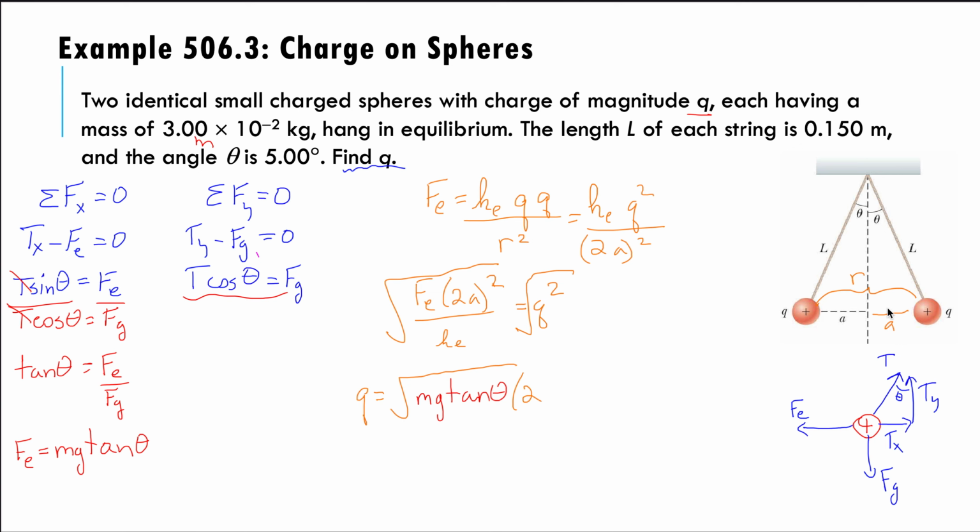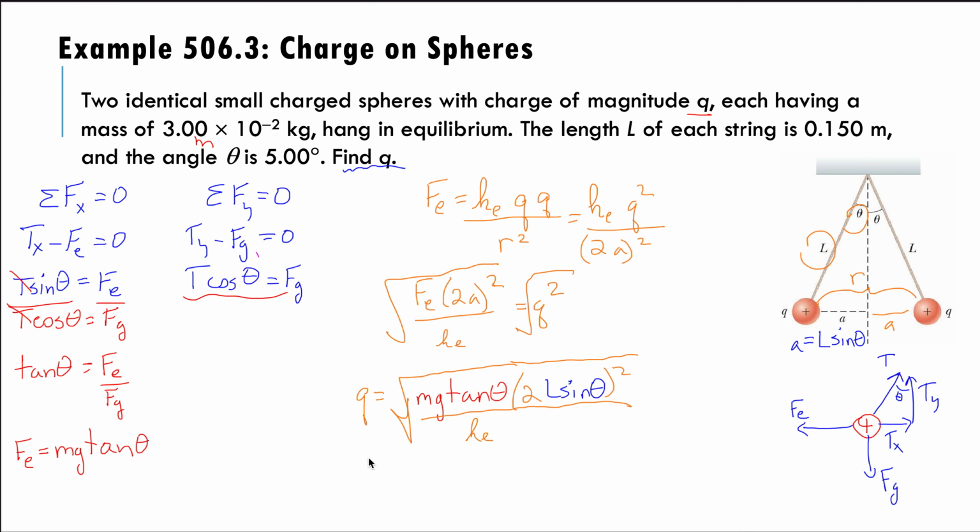Now, what is a? Well, since we have L and we have theta, we can go ahead and write a in terms of L and theta. We know that a is opposite, so a is equal to L sine theta. So let's plug in that for a. So L sine theta, that's going to be the a. And we square all of this. And then we divide all of this by ke. And that will allow us to find Q.